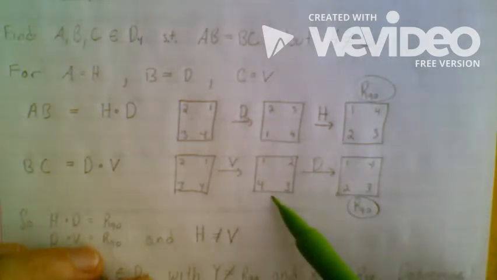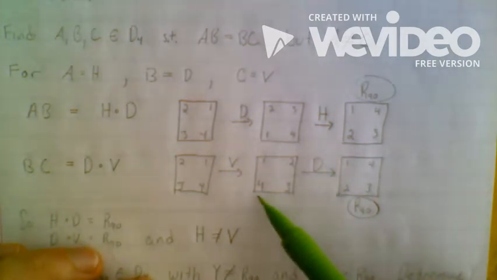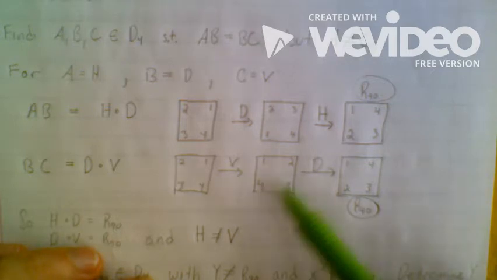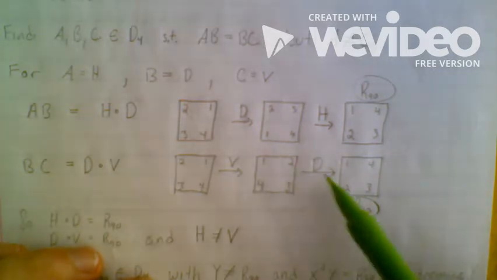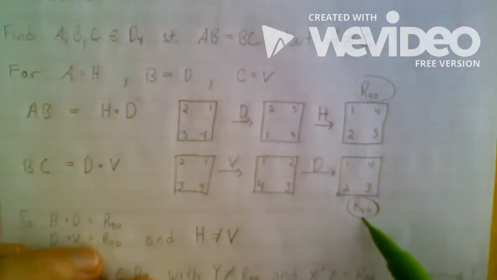And then to that square, we're going to apply the diagonal flip. All right, so we are going to basically switch the spots of the 2 and the 4. And once we do that, we see that we get this very same square, the R90 square.